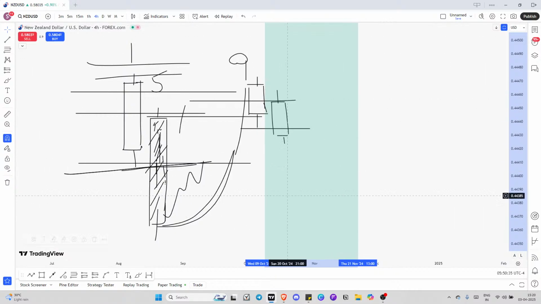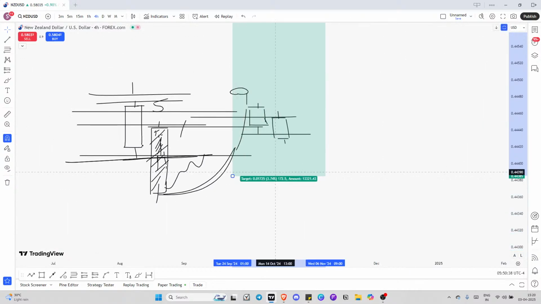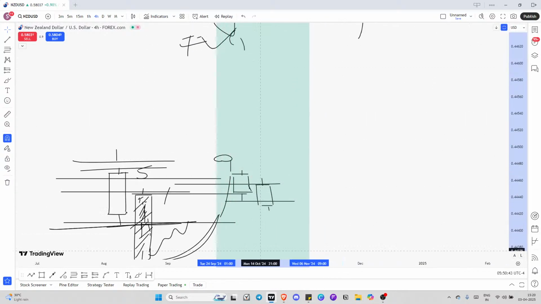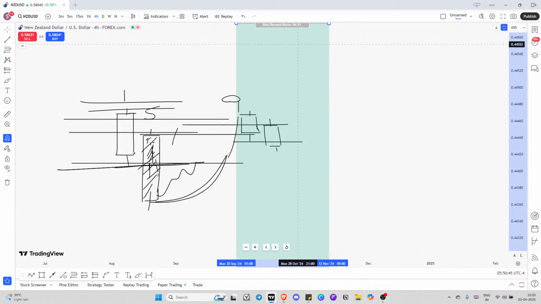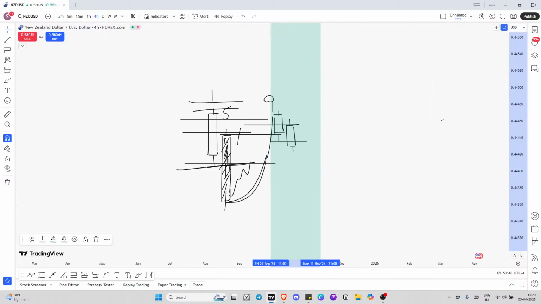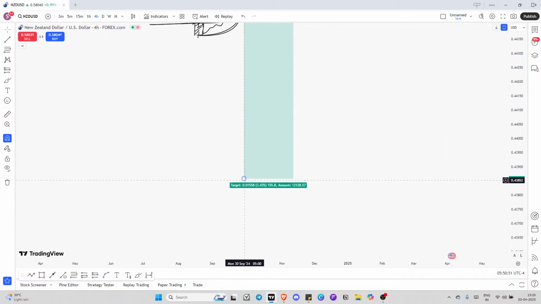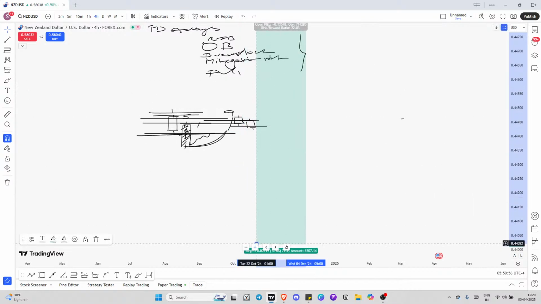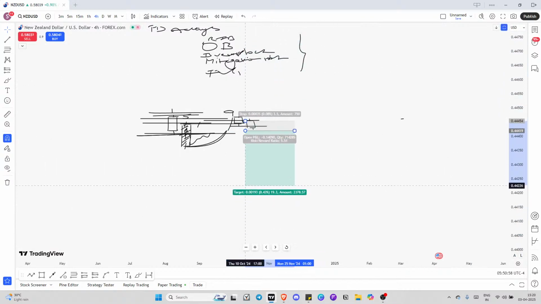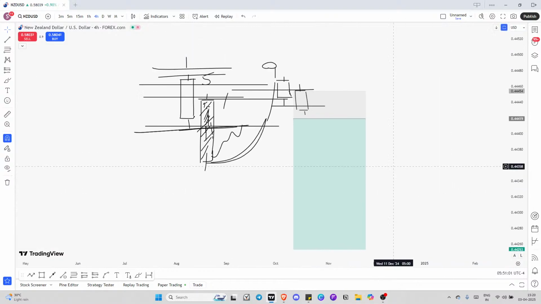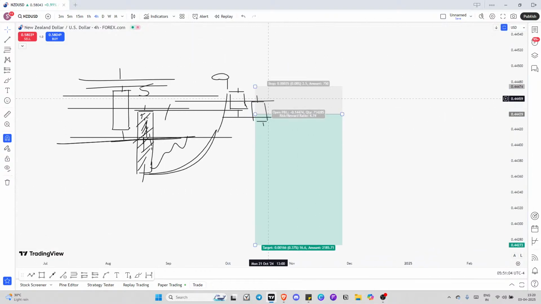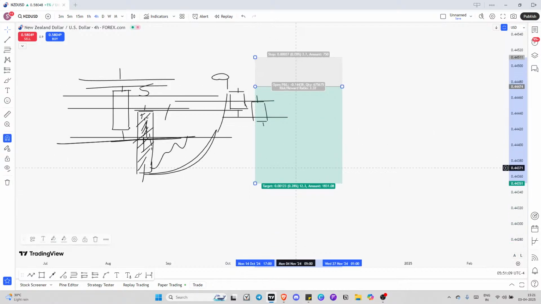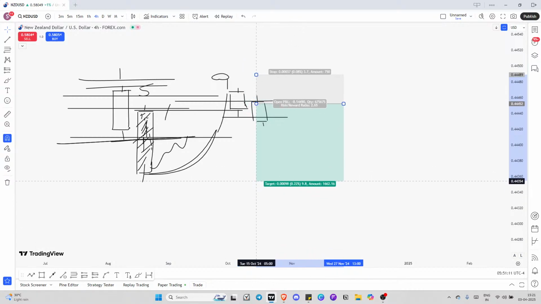I think this will be me enlarging this area. So here we take the trade, get the stop loss above this area, swing high, and take it up to these candles, and all right.